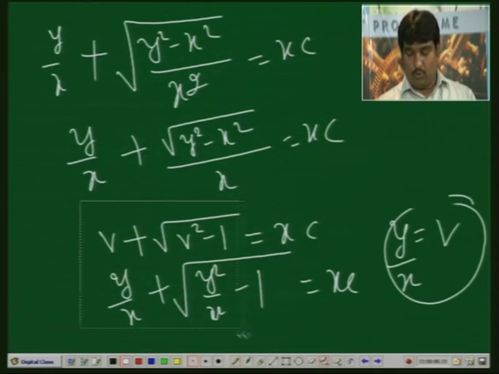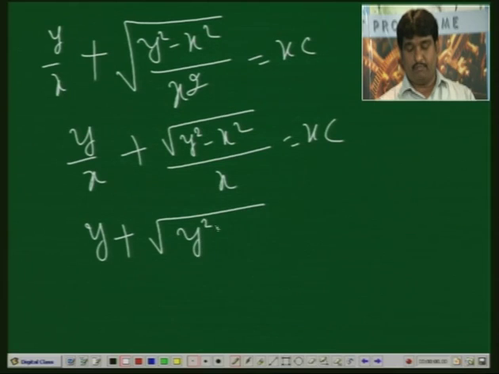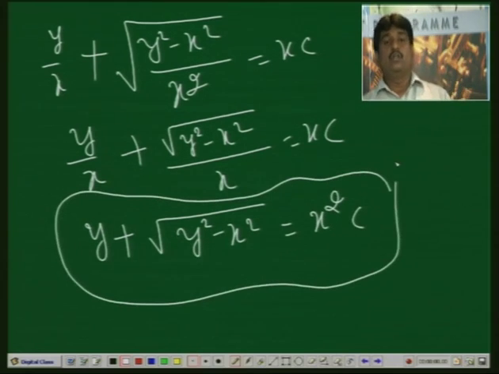Now, multiply throughout by x to get y plus root of y square minus x square equals x square into c. So, this is one solution.